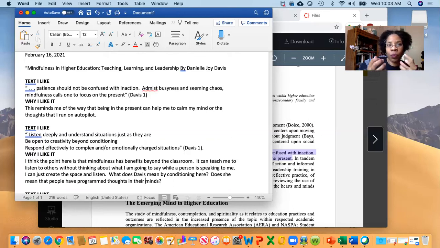So now this is what I mean by the journal. I have text I like, why I like it. Text I like, why I like it. I'm expanding on my annotations. All right. I hope this helped. I'm going to stop now because I don't want to. I could talk for hours, guys.